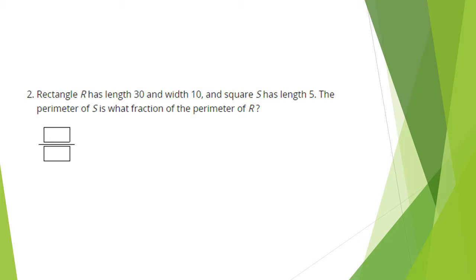Follow along as I read the question. Question number 2. Rectangle R has length 30 and width 10, and square S has length 5. The perimeter of S is what fraction of the perimeter of R? Note that the answer is to be entered into two boxes, the top for the numerator and the bottom for the denominator of the fraction.